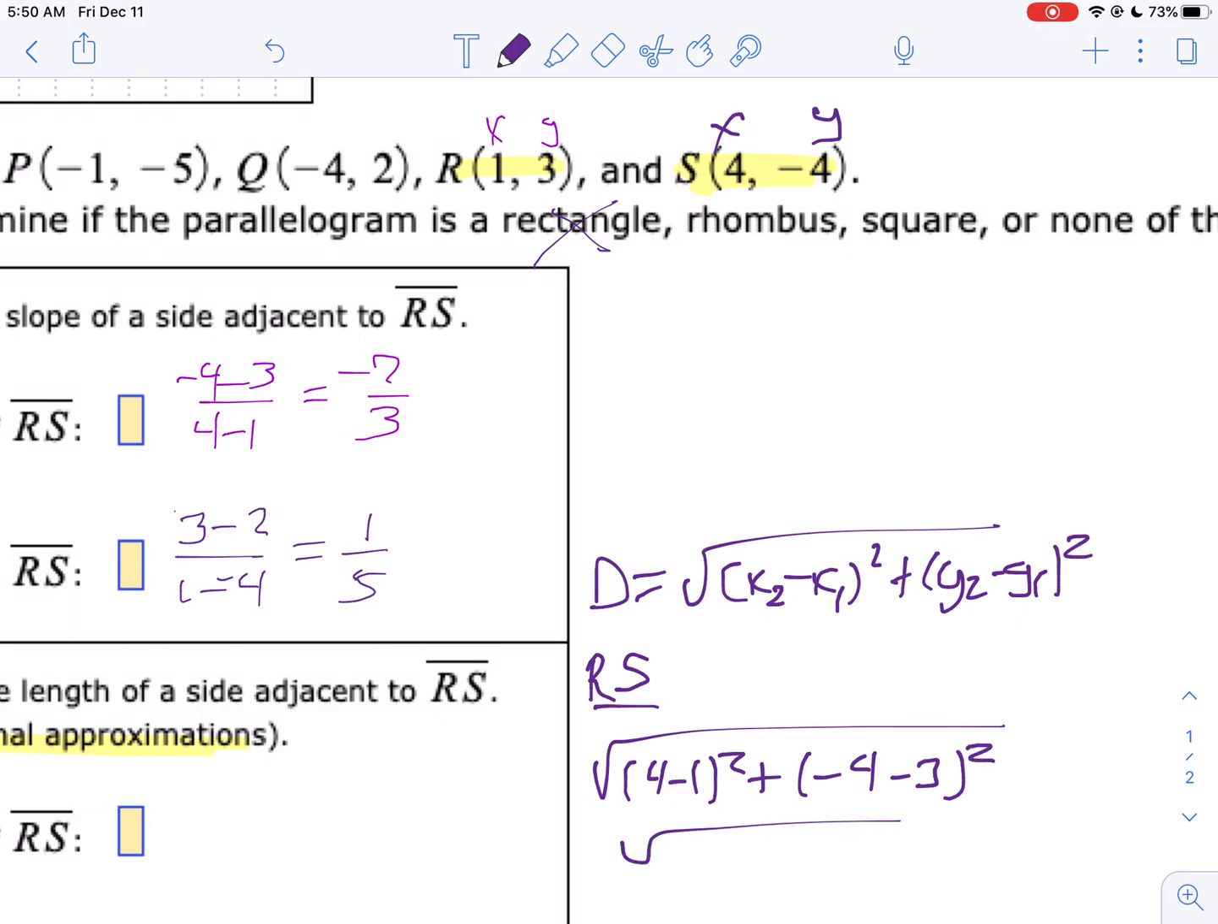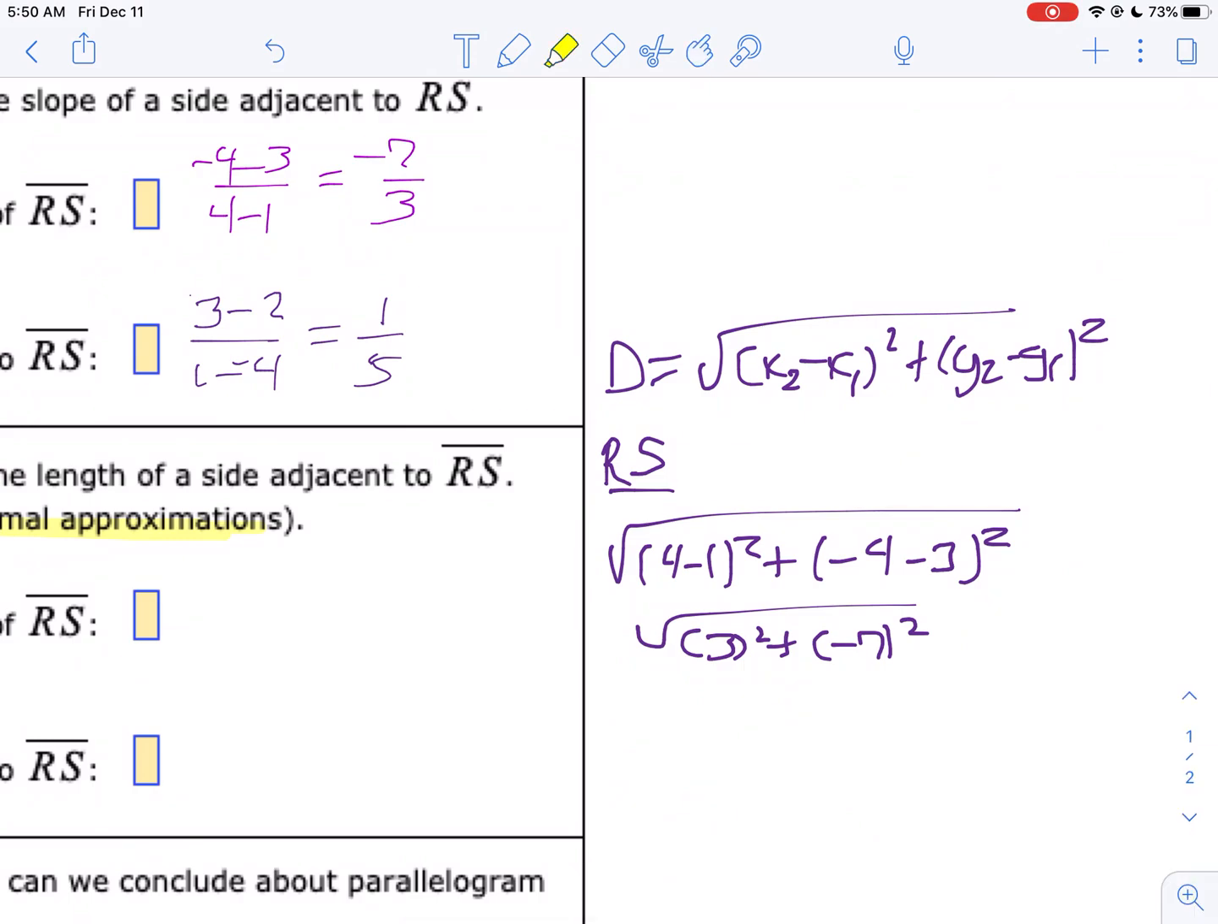Well, 4 minus 1 squared, that's 3. Negative 4 minus 3, that's negative 7 squared. Well, then we're going to get 3 squared is 9. Negative 7 squared is 49. 49 plus 9 is the square root of 58. So that's what I want you to write there, is the square root of 58. I don't want a decimal.